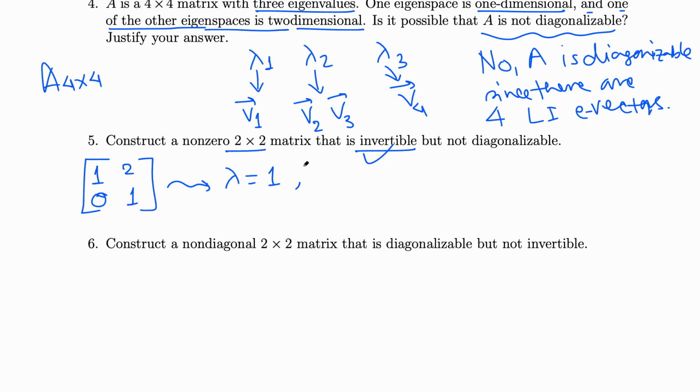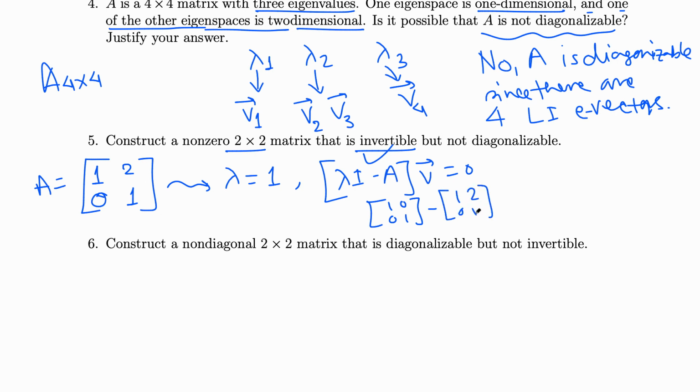So this one would work. You can check, in fact, (λI minus A)v equals 0. This is A. If we find an eigenvector, there will be only one. So λ is 1. So 1I means just [1 0; 0 1], and minus A is just [1 2; 0 1]. Then v equals 0. If you subtract, you're going to get 1 minus 1 0. What I'm trying to say is we will get only one eigenvector, so not enough eigenvectors for A to be diagonalizable.